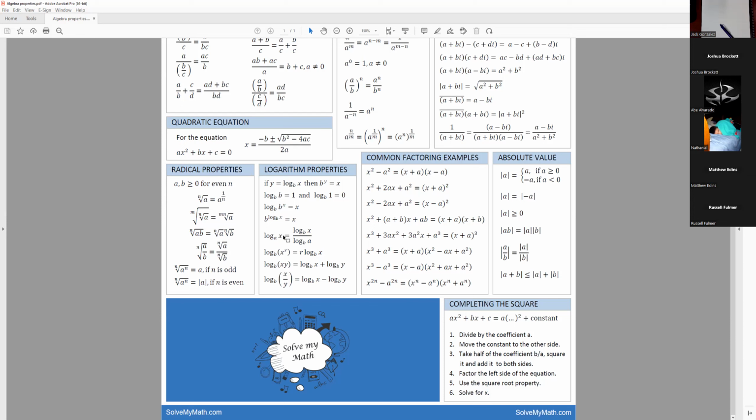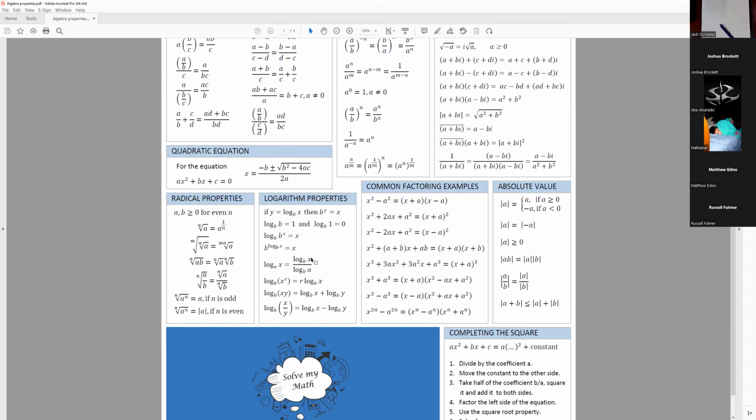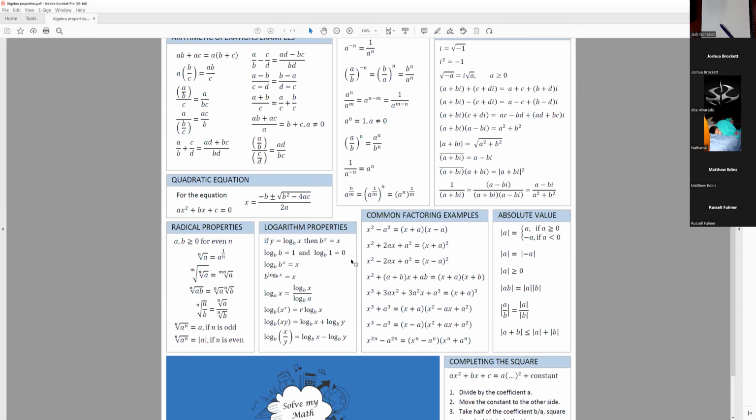This guy is the change of base. This formula lets you bring down a power. So if you have a power down here, you can bring it in front. If you have a product, you can separate by addition. If you have a quotient, a fraction, you can separate it with subtraction. So make sure you have that somewhere, or just have this open. Okay.